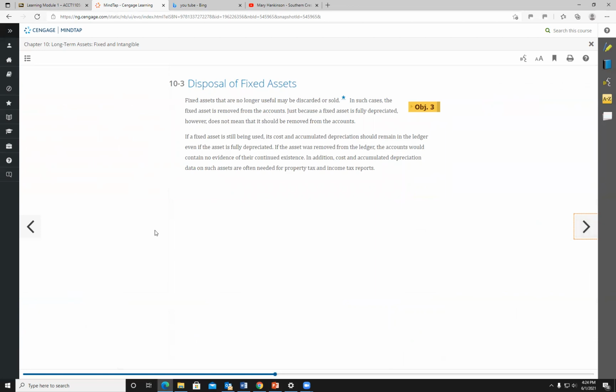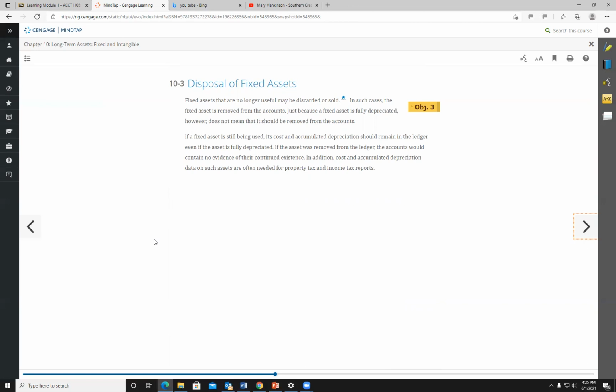Let's talk about disposal of fixed assets. Fixed assets that are no longer useful may be discarded or sold. In such cases, the fixed asset is removed from the accounts. Just because a fixed asset is fully depreciated, however, does not mean that it should be removed from the accounts. If a fixed asset is still being used, its cost and accumulated depreciation should remain in the ledger, even if the asset is fully depreciated.